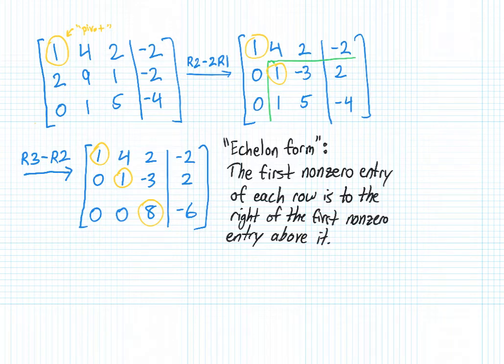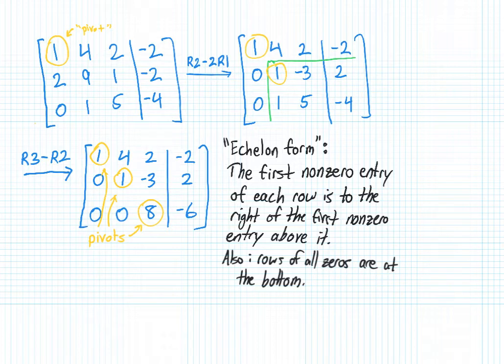And these first non-zero entries in each row are what we call the pivots. And there's one more technical thing we need to add in the definition of echelon form, and that's that sometimes when you do these row operations, you can end up with a row of all zeros. And of course, if you have a row of all zeros, then there is no first non-zero entry, and so we need to specify that those rows of all zeros are at the bottom.